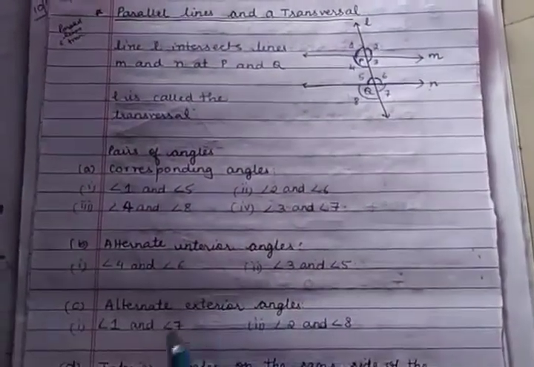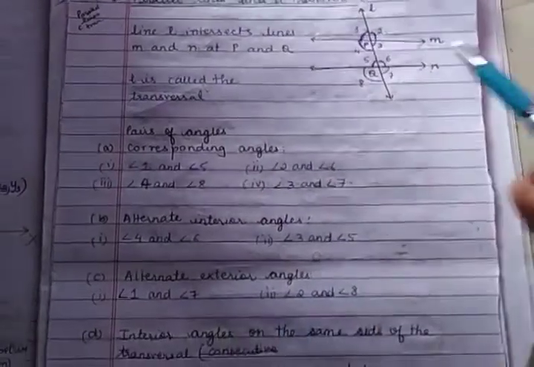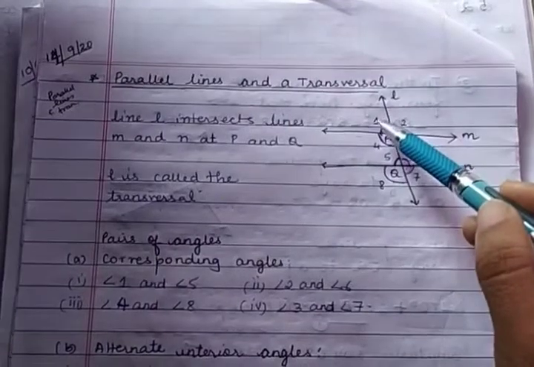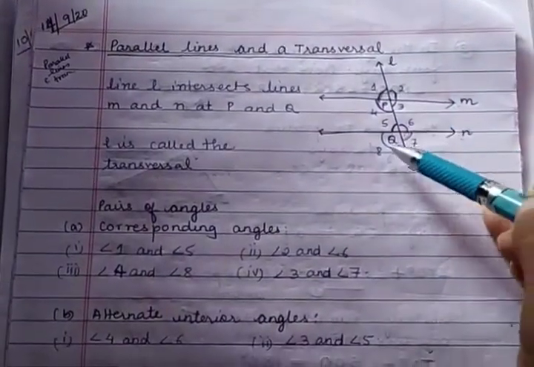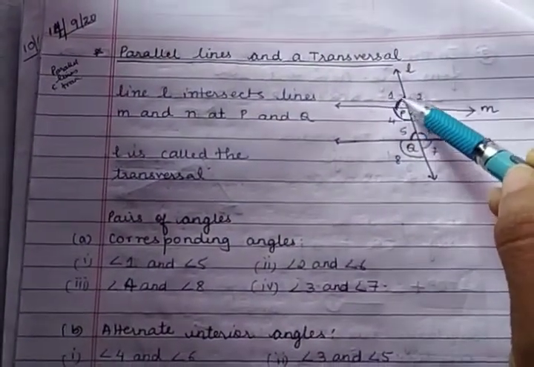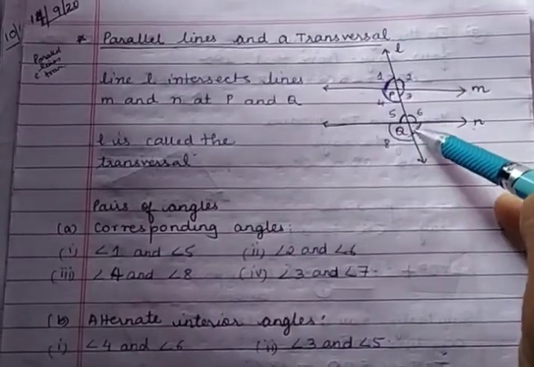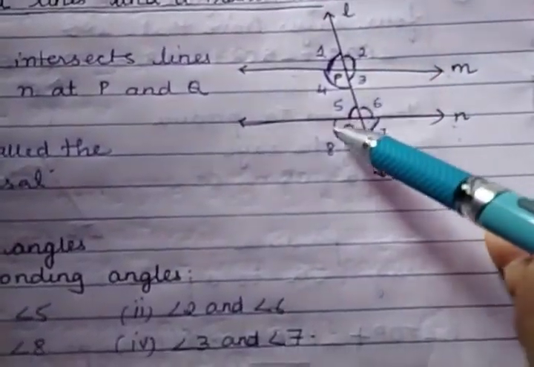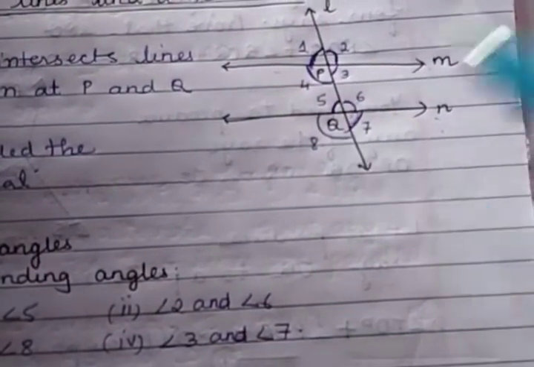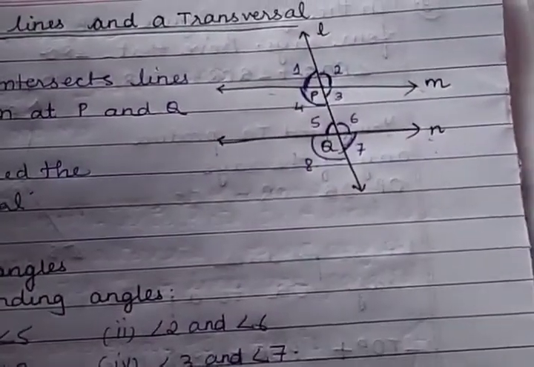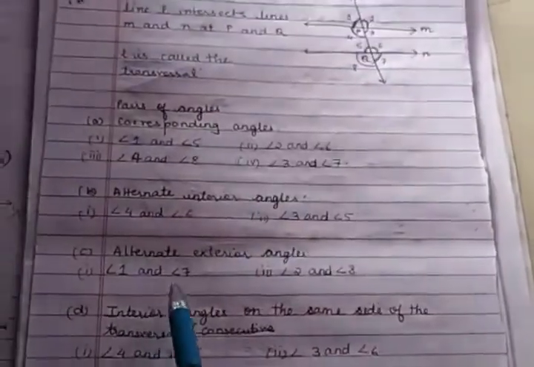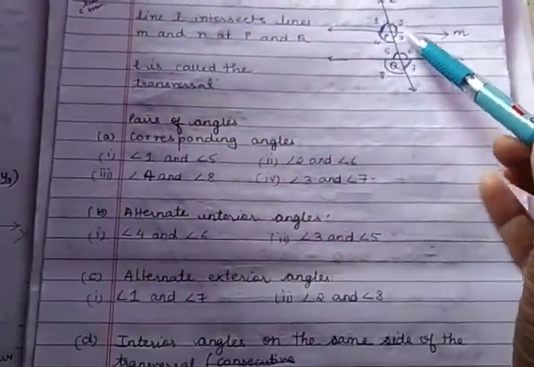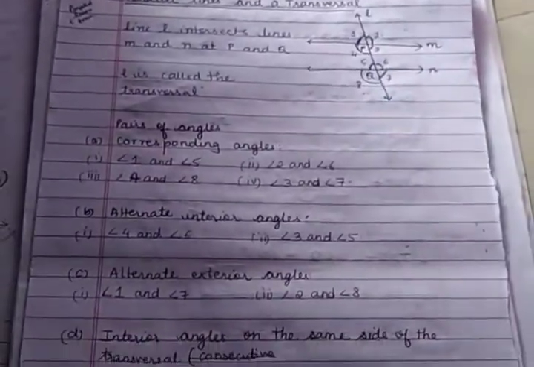Similarly, you have alternate exterior angles. Which will be the alternate exterior angles? The exterior angles are 1, 2, 7 and 8. So this angle and this angle will be alternate exterior angles, and angle 2 and angle 8 will be another pair of alternate exterior angles. So the alternate exterior angles are angle 1 and angle 7, angle 2 and angle 8. So there are 2 pairs.